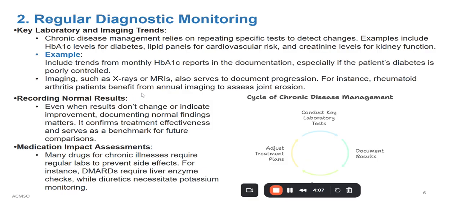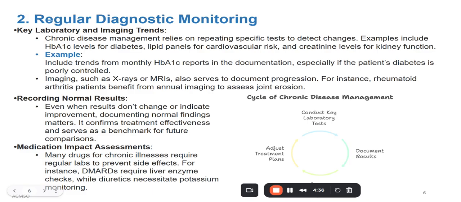Patient compliance tracking. Long-term treatment success hinges on compliance. Record patient-reported adherence issues, for example, forgetting doses, cost barriers, and clinician recommendations. And here is a diagram on comprehensive medication management. Behavioral interventions, lifestyle modifications. Chronic illness care often emphasizes lifestyle interventions such as dietary changes, exercise, or stress management. Documenting compliance and results is crucial. For example, patient reports consistent adherence to the DASH diet.